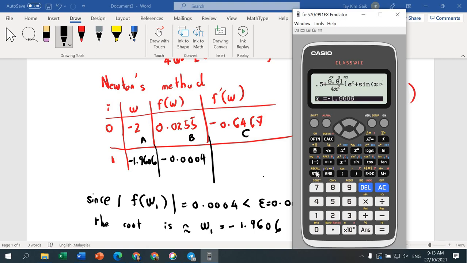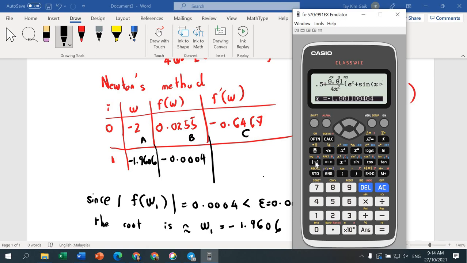Okay, let's say I put negative 2, negative 1.9611. Okay, this is using the solve button. Press shift and then the calc. You see the yellow color, the solve. Okay, this one you get negative 1.9611.